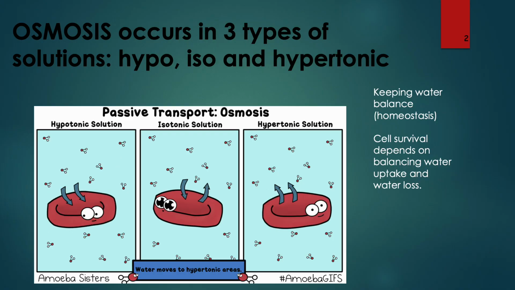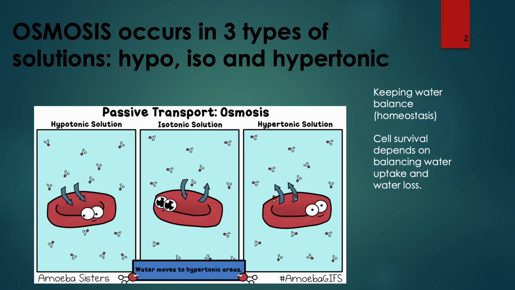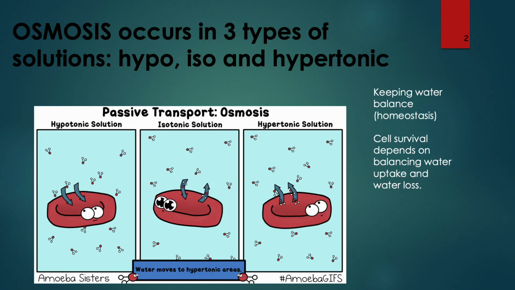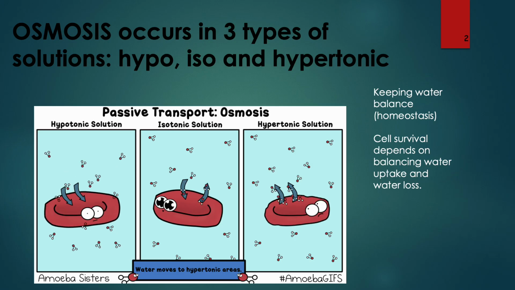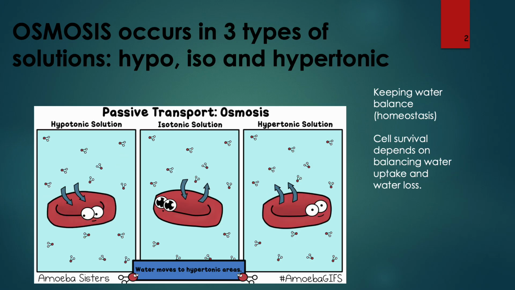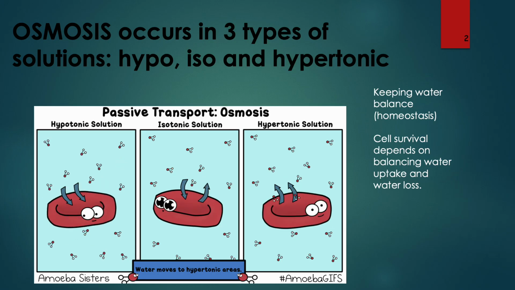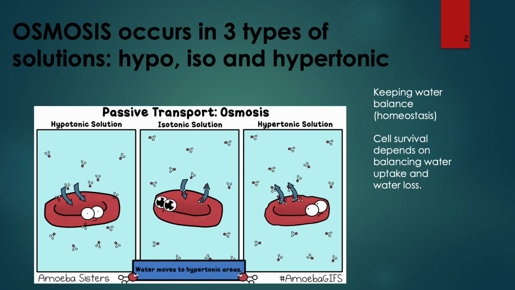There are three ways in which water is going to diffuse. Remember, diffusion of water is known as osmosis. We have this first picture representing a hypotonic solution. You can think hypo like hippo. Hippos are big, so the cell gets big. In order for the cell to get big, the water is going to diffuse into the cell.